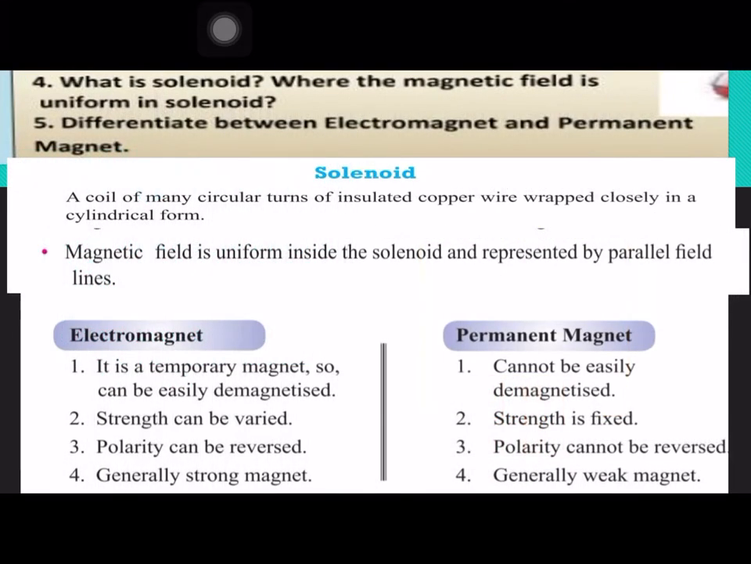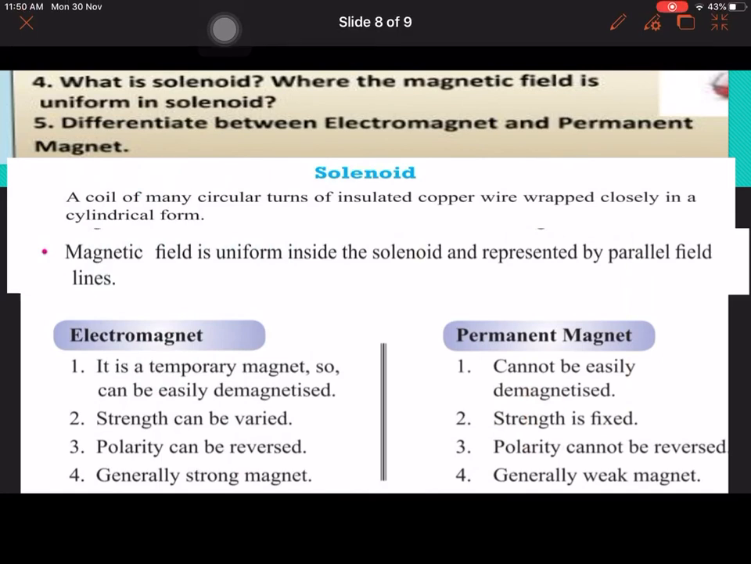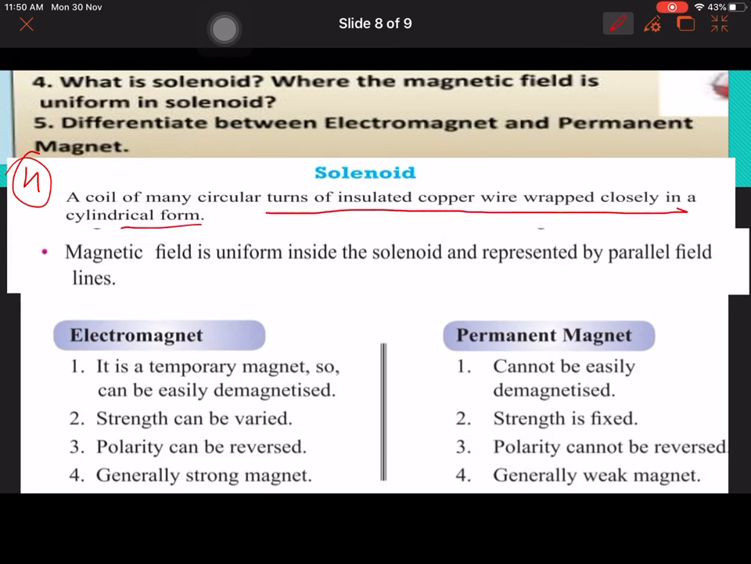What is solenoid? Where is the magnetic field uniform in solenoid? So this is the question number 4 answer. A coil of many circular turns of insulated wire wrapped closely in a cylindrical form is known as a solenoid. And second part, the magnetic field is uniform inside the solenoid. So this is the second part answer.